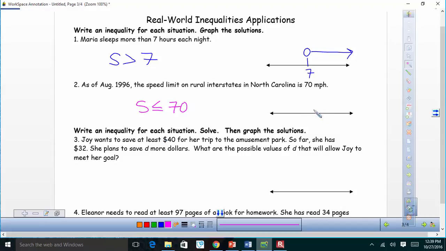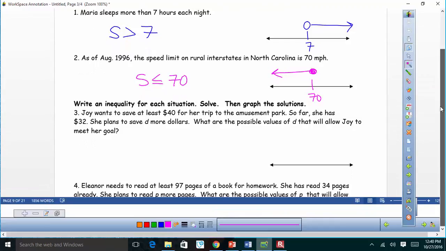Okay, so if we graph that, put your dash, put your 70. It would be a closed dot to the left. Okay, when y'all start driving, that's how it should be. 70 or less.